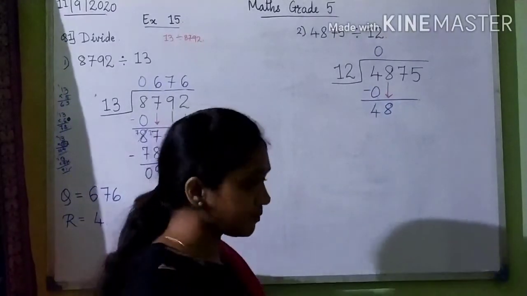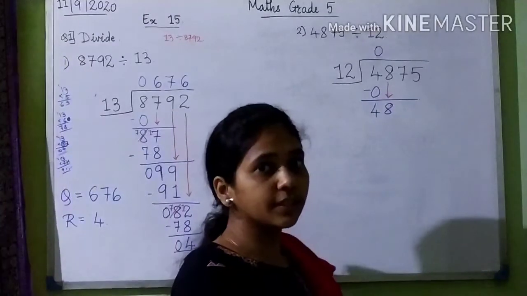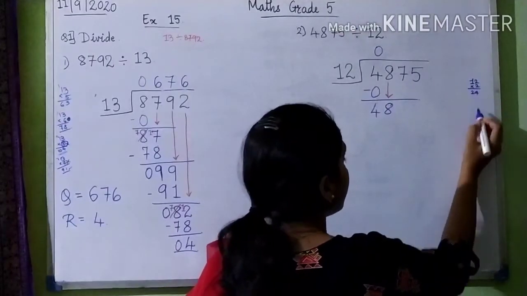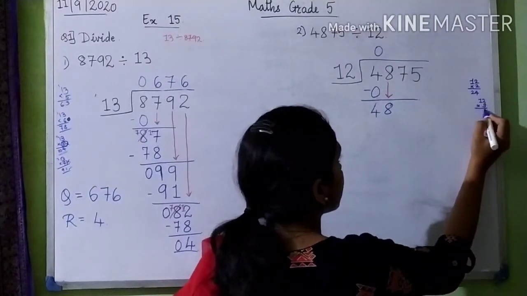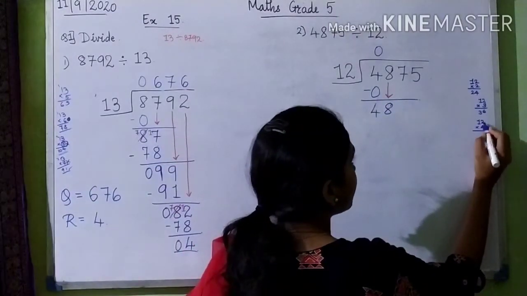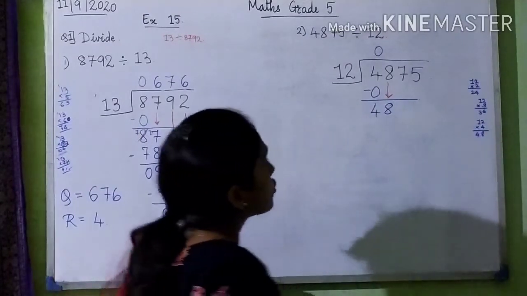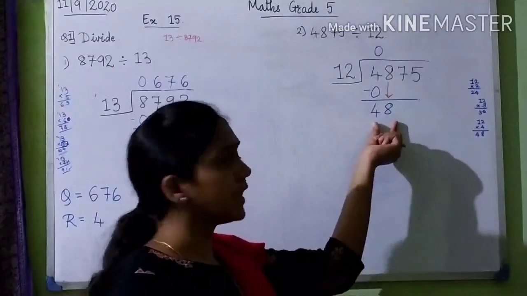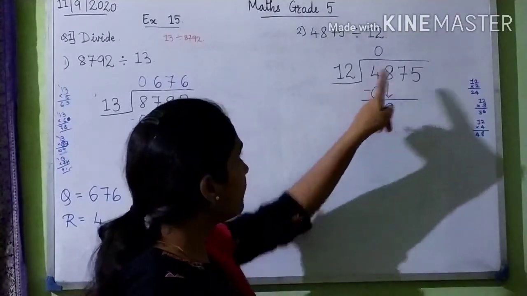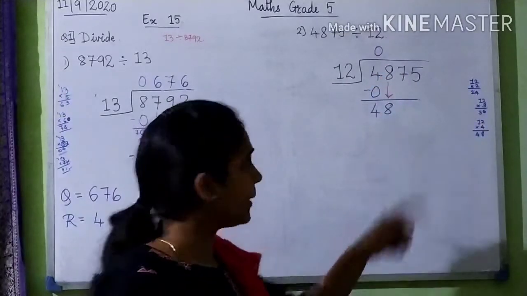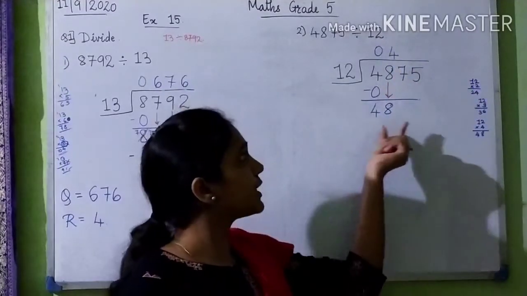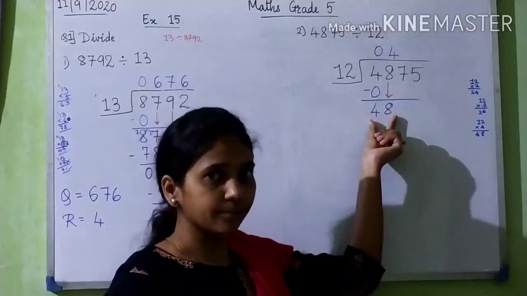Okay. Now let's check 12 into 2, then 12 into 3. We know that 12 into 2 is 24. Then 12 into 3 is 36. Okay. And then let's check for 12 into 4 also. So what is 12 into 4? 4 2s are 8, 4 1s are 4. Okay. So 12 into 4 is 48. So 48 is exactly equal to this number 48. Okay. So we will write 12 into 4 is equal to 48. See, we have to get a number which is equal to 48 or lesser than 48.